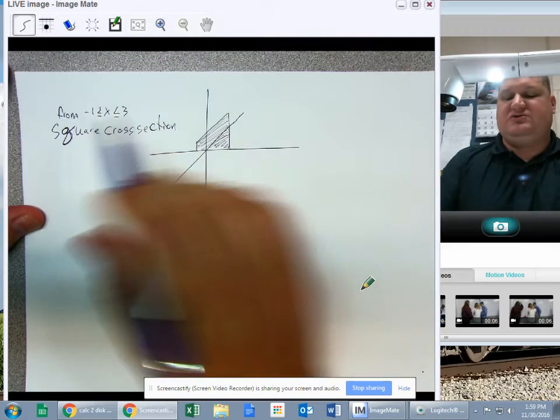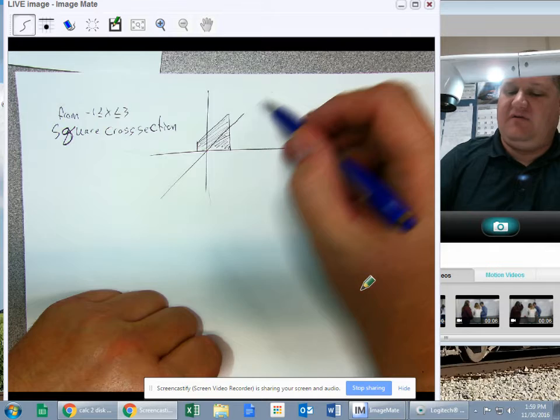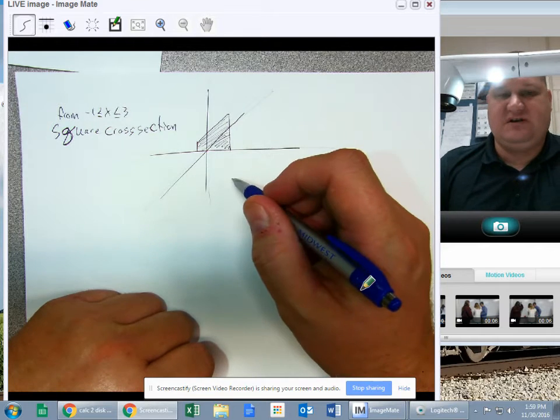Okay, now we want to use some square cross sections. Now you'll notice we have the y-axis, we have the x-axis, and now we have the z-axis coming through here. So we have 3 dimensions.